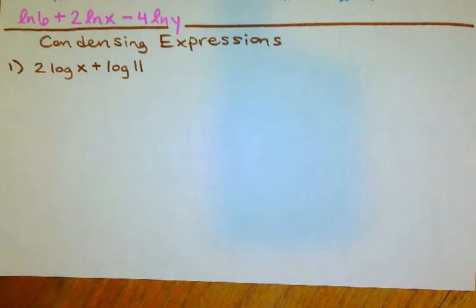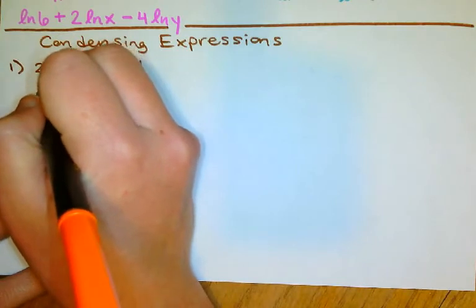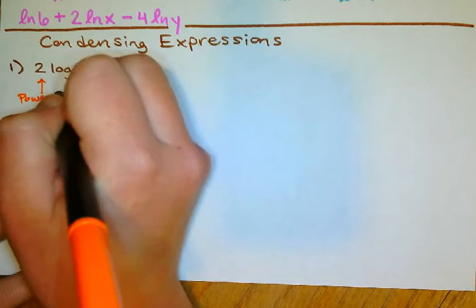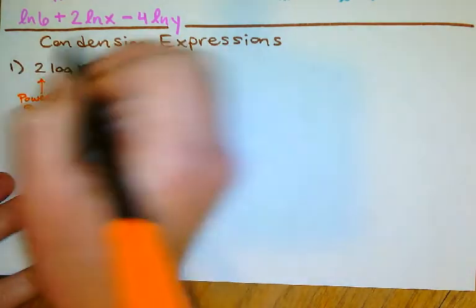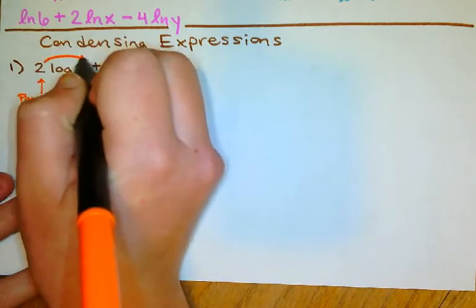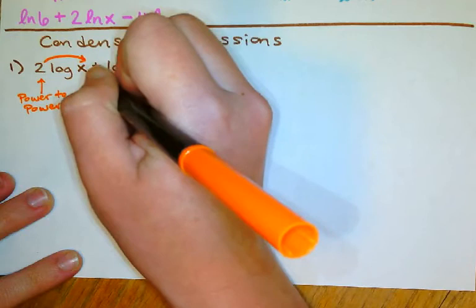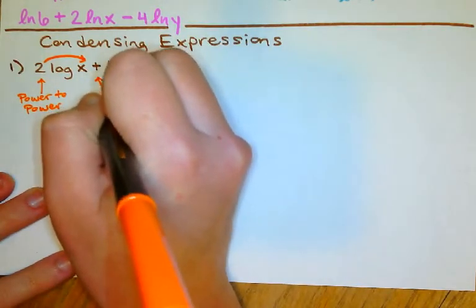And so what do we see here? Well, right here, this is our power to a power. So this 2 is going to come back up here in the exponent. And then right here, that plus sign means what? Yeah, the product rule.